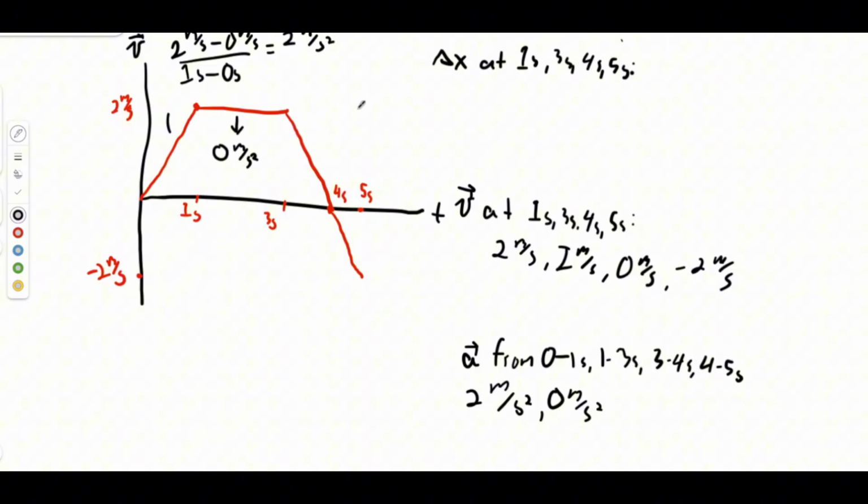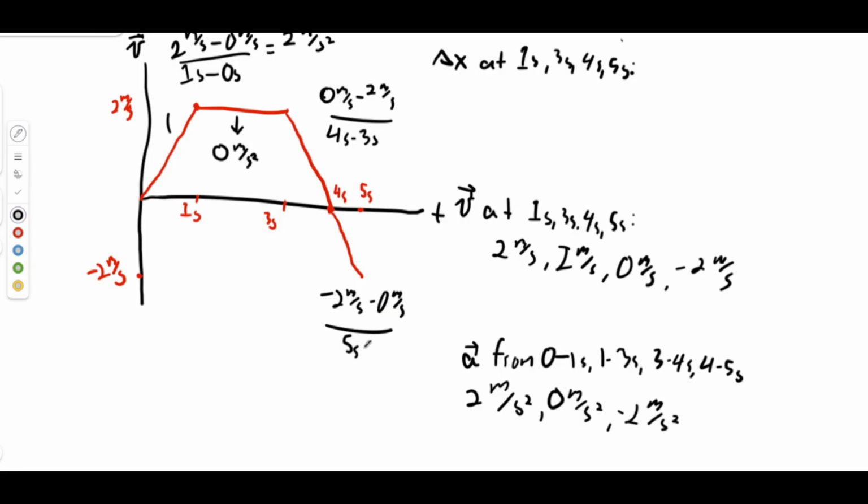3 to 4, it's going to be 0 meters per second minus 2 meters per second over 4 seconds minus 3 seconds. And that's going to be -2 meters per second squared. And then here, -2 meters per second minus 0 meters per second over 5 seconds minus 4 seconds. Again, -2 meters per second squared.